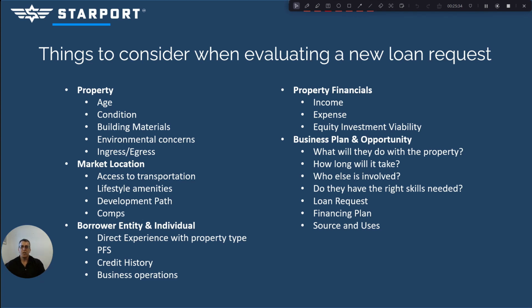So those are a few of the things to consider when evaluating a new loan request. I know it seems like a lot, but it really does make a lot of sense if you just break down these larger categories: property, market, the borrower, the property financials, and then the general business plan. Within that, you could go into an endless breakdown, but in general, you could just have a quick conversation with your borrower to make sure they've thought these things through, because this will form the basis of putting some kind of a business plan together, whether they're going out to investors or even to a lender.